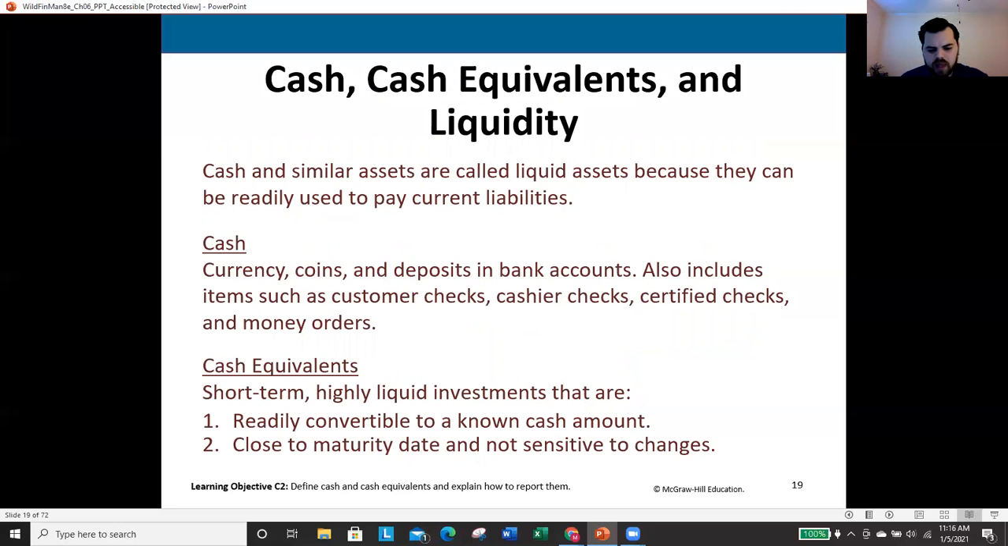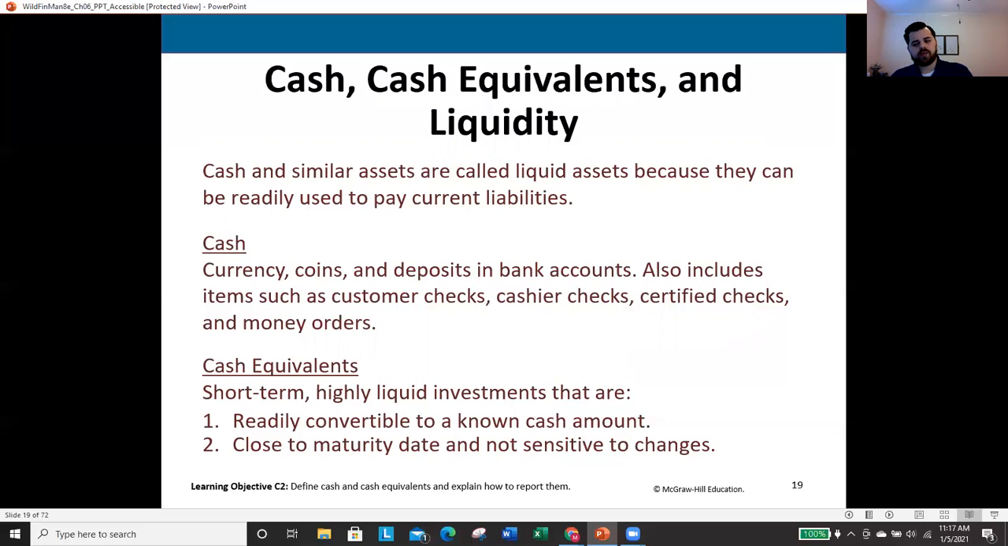Now, as we talked about a minute ago, cash includes all kinds of stuff that may or may not be common to you. So currency, coins, and deposits and bank accounts, of course, perhaps the three most obvious items here. But of course, this could include other things, any checks written by customers, cashier checks, certified checks, and money orders. This also can include what are called cash equivalents.